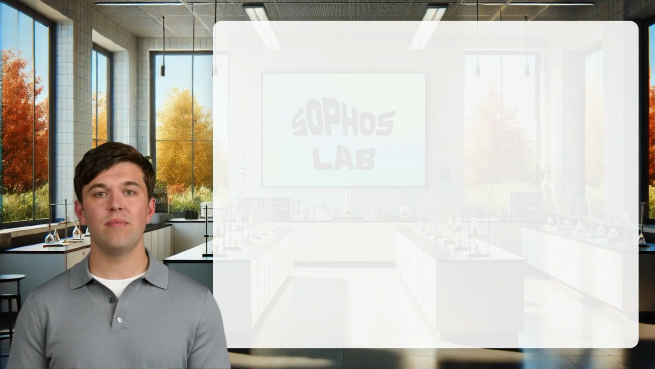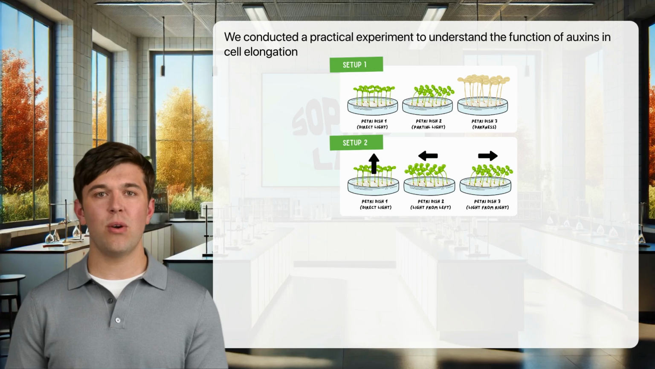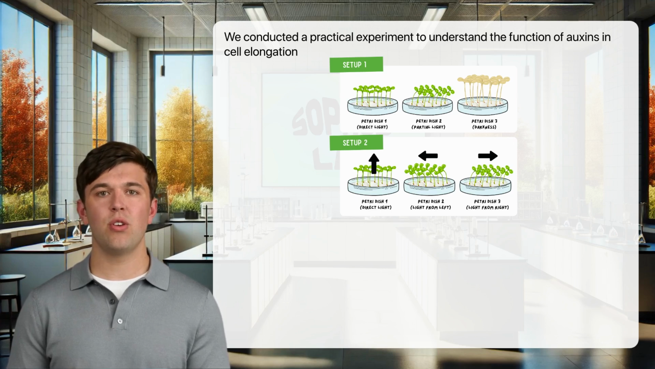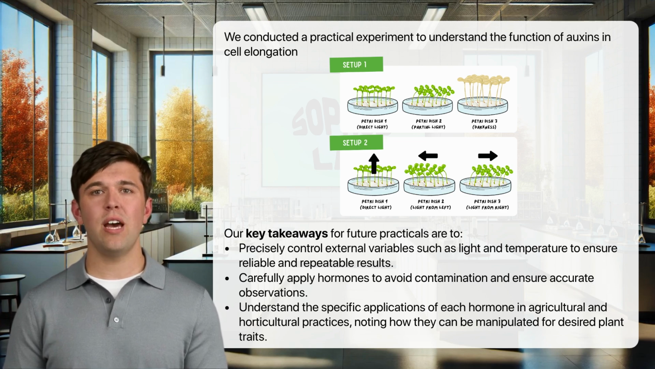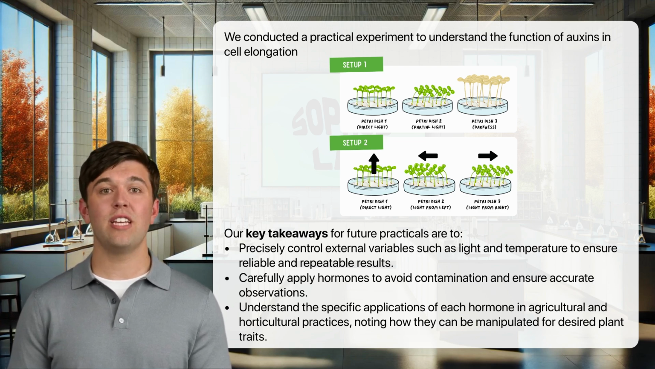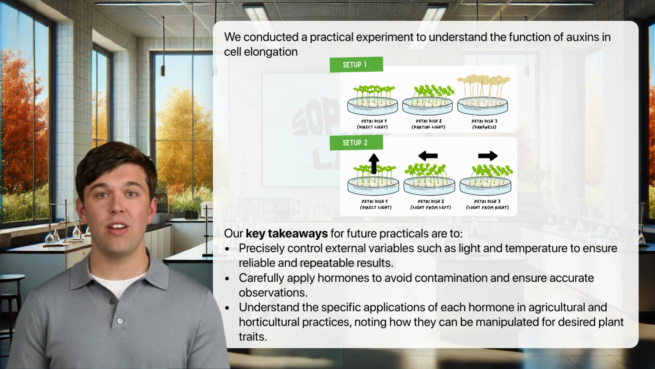In today's lesson, we conducted a practical experiment to understand the function of auxins in cell elongation. Our key takeaways for future practicals are to precisely control external variables such as light and temperature to ensure reliable and repeatable results. Carefully apply hormones to avoid contamination and ensure accurate observations.